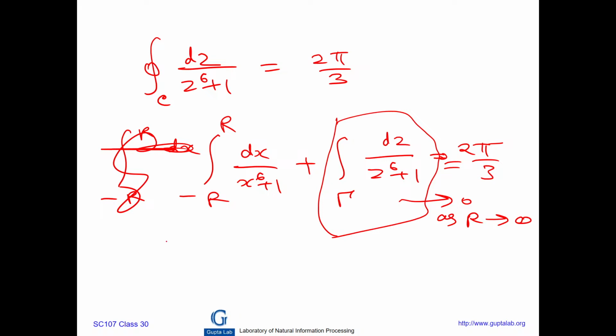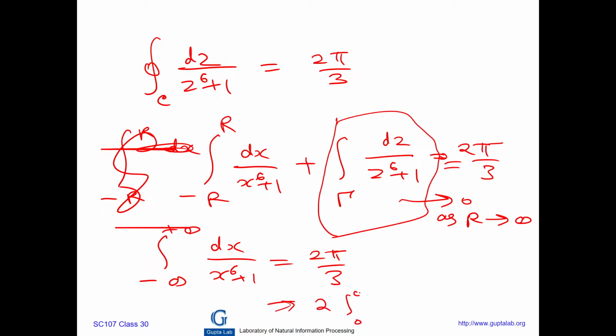So then we are going to get the integral from minus infinity to plus infinity of dx divided by x raised to power 6 plus 1 is equal to 2 pi by 3. Now since f of x is an even function, I can write down, this implies that 2 times the integral from 0 to infinity of dx divided by x raised to power 6 plus 1 is equal to 2 pi by 3, right? And hence the integral from 0 to infinity of dx divided by x raised to power 6 plus 1 is equal to pi by 3.